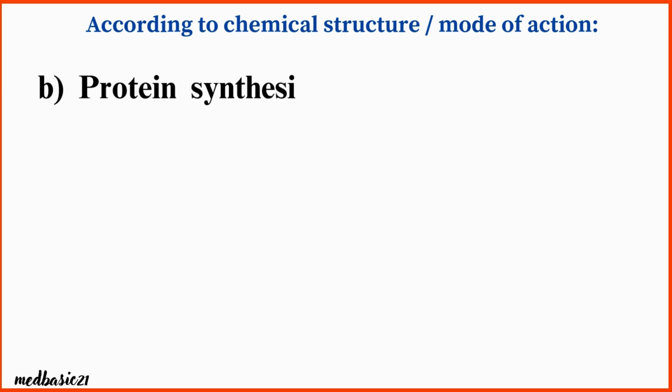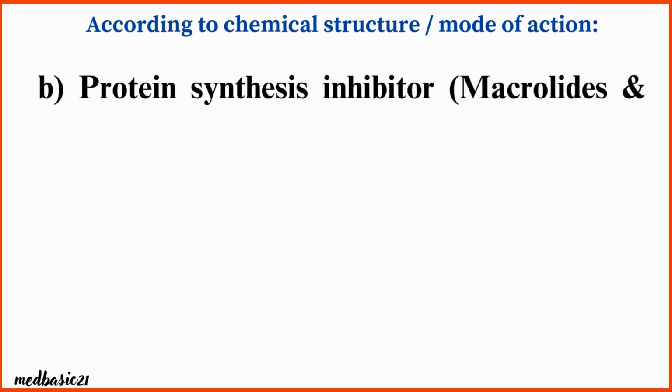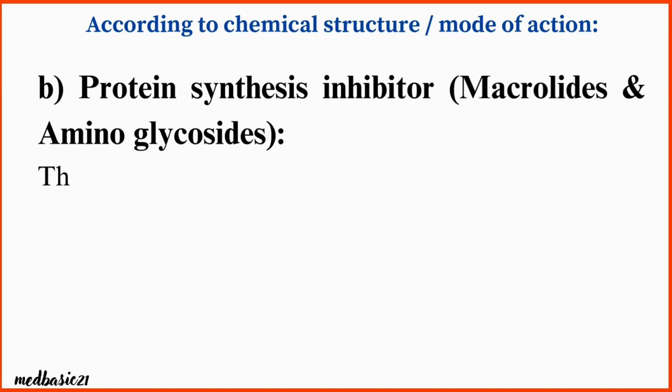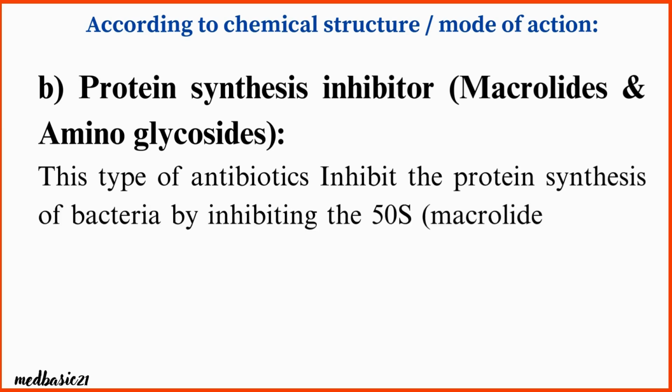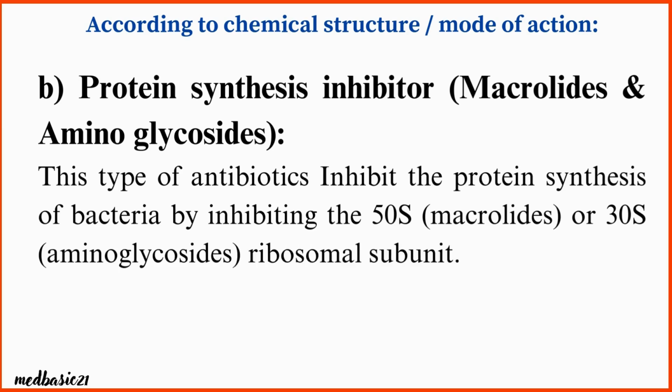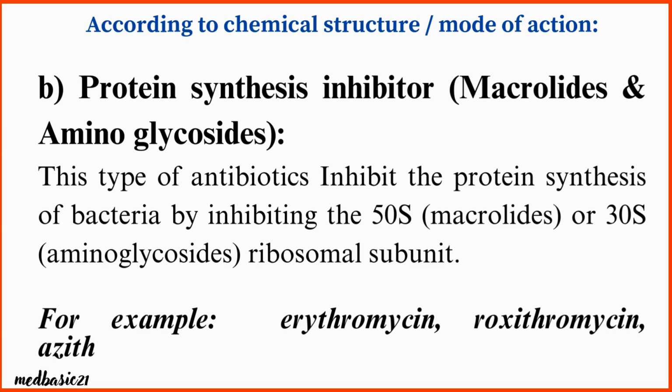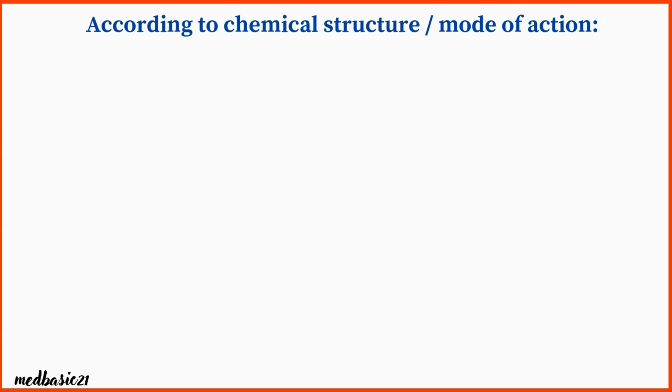Protein synthesis inhibitor, macrolides and aminoglycoside. This type of antibiotics inhibit the protein synthesis of bacteria by inhibiting the 50S, macrolides, or 30S, aminoglycosides, ribosomal subunit. For example, erythromycin, roxithromycin, azithromycin. These antibiotics, protein synthesis inhibitors, are bacteriostatic.